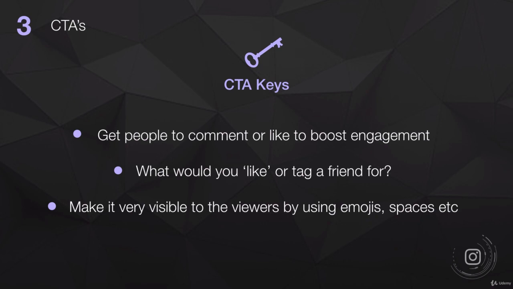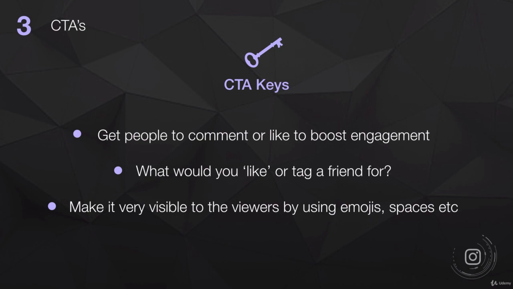So call to action keys. Make sure you get people to comment or like on your photos to boost the engagement in the micro test phase. What would you like or tag a friend for? So ask yourself that, like, what are you interacting with? What are you engaging with on your own Instagram account? And make sure you're replicating that in your Instagram account for the content that you're posting. Sorry if I've said that in the most confusing way possible, but basically what's making you like photos and what's making you tag a friend. Do that on your own content.